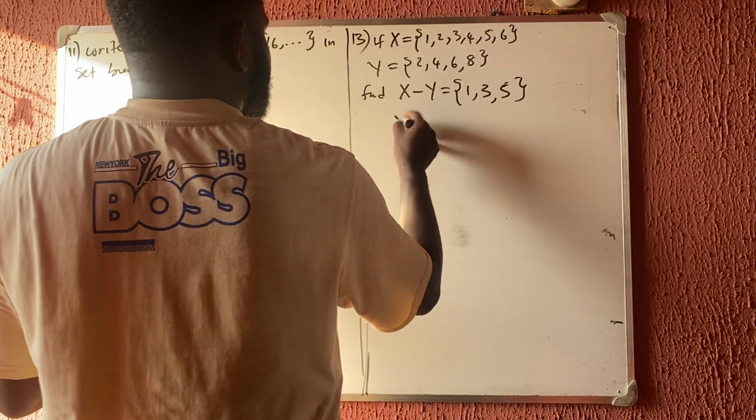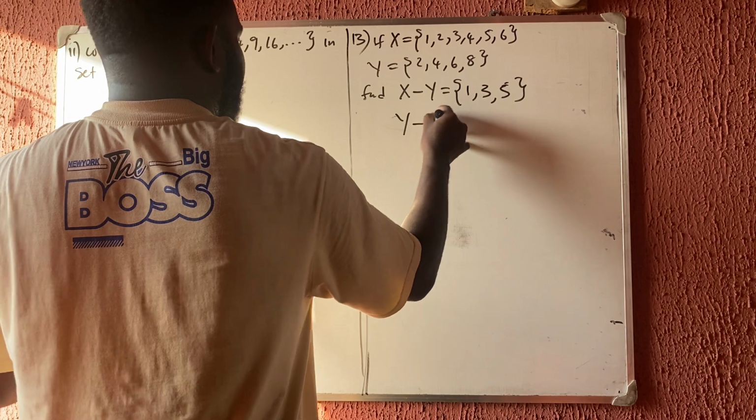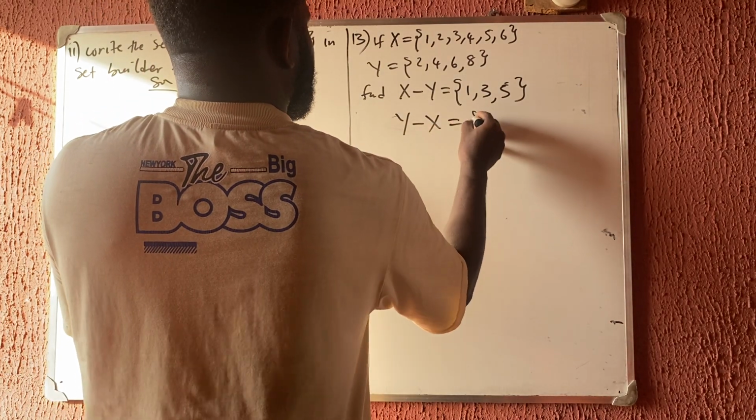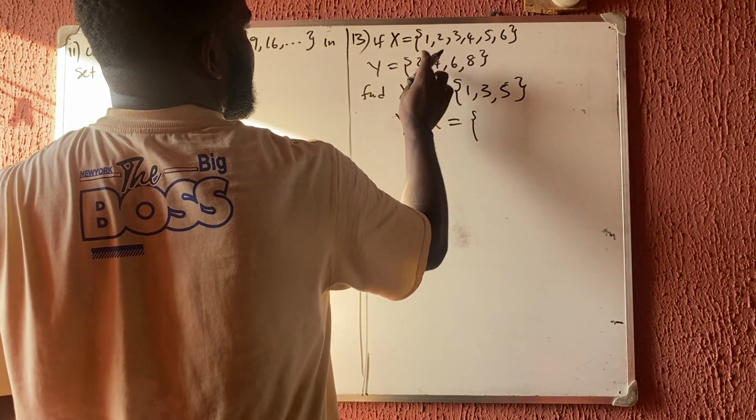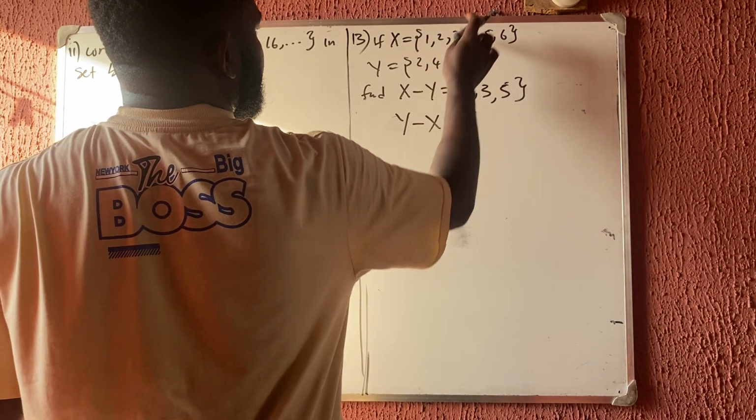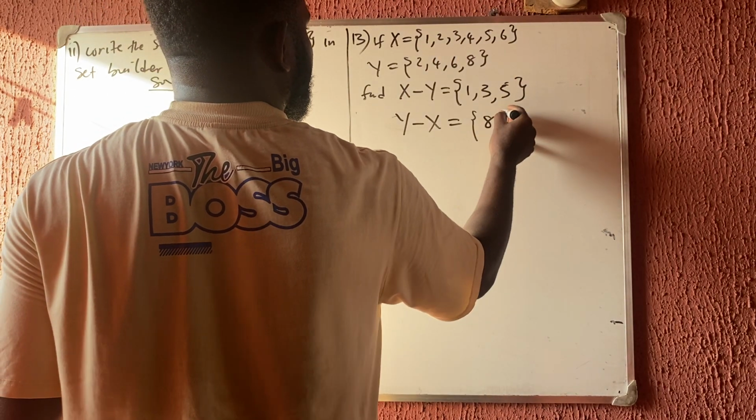So that is that. Then I say Y minus X. Y minus X is the one you can see here, but you cannot see here. 2 is here, 2 is here, 4 is here, 4 is here, 6 is here, 6 is here. So only 8. Only 8.